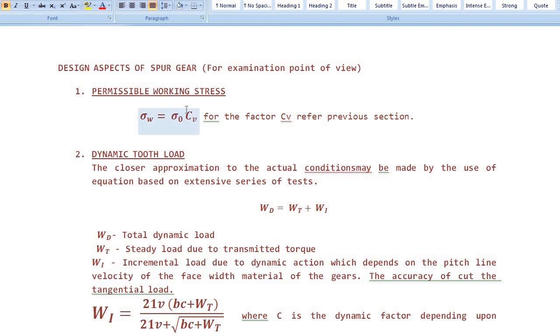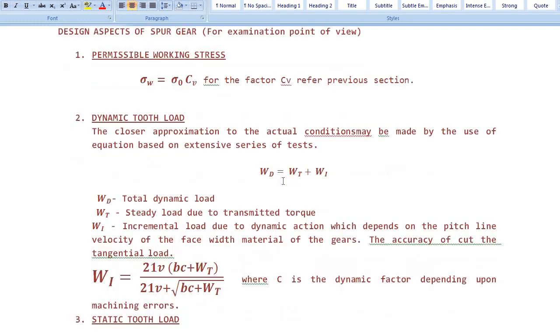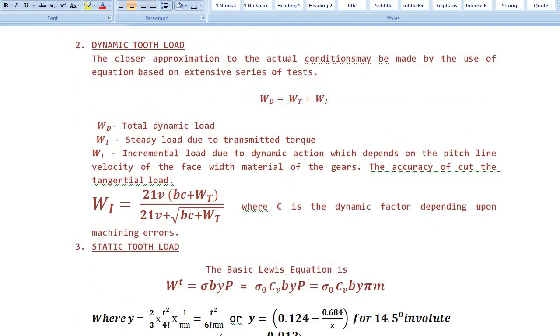Coming to the permissible working stresses, this is sigma naught into Cv that I already discussed in the previous section, and the dynamic tooth load WD is equal to WT plus WI. That is, WT is the steady tooth load, the transmission torque load, and WI is the incremental load, which is calculated by using this equation.